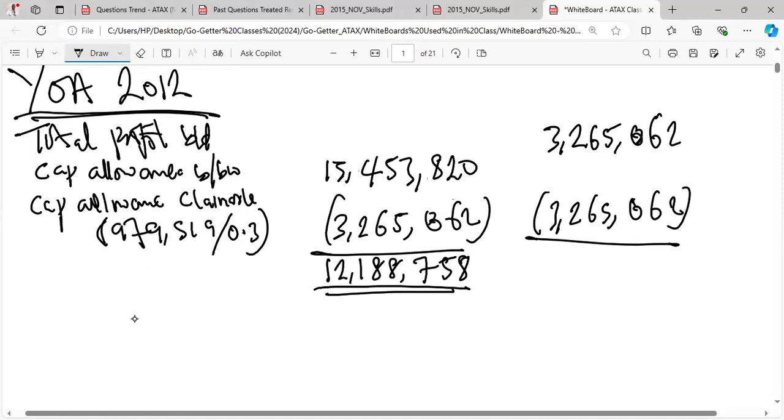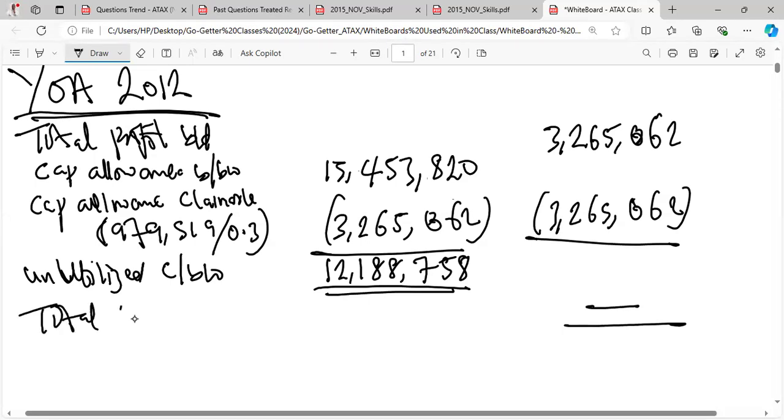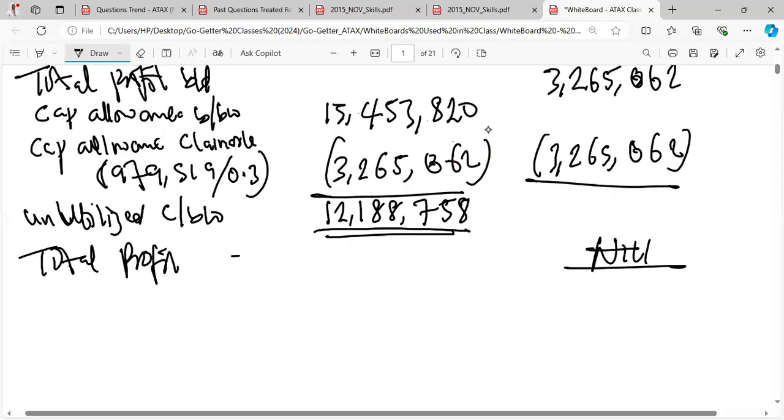Now this is the unutilized carried backward. So this will now become total profit. So the essence now is to make your total profit to become nil. Let's write nil here. Your total profit will now be nil. So you see here, you had a total profit of 3,265,000 before, and now you have been refunded your tax so that you can claim capital allowance.